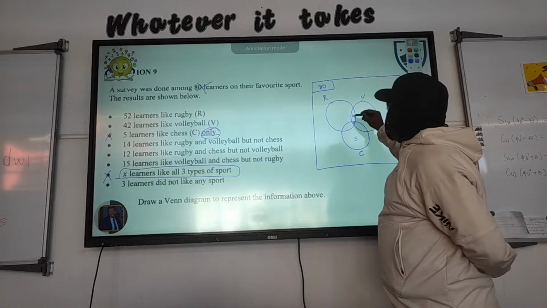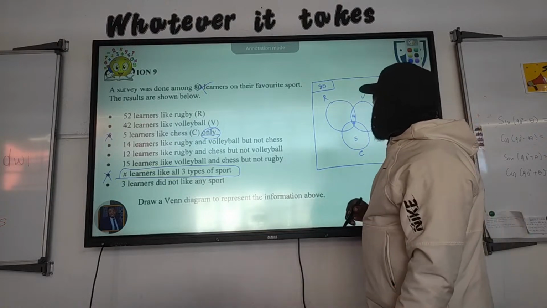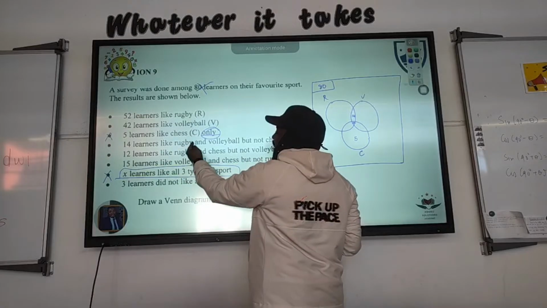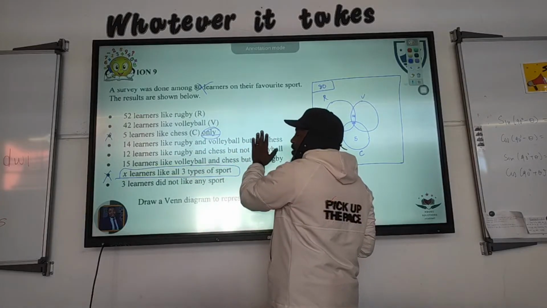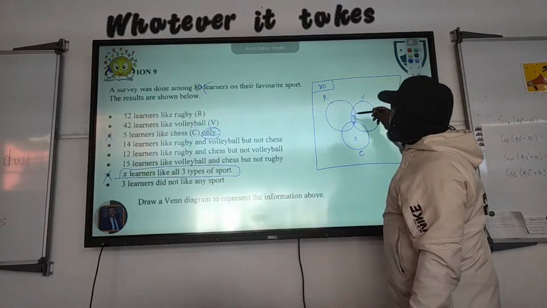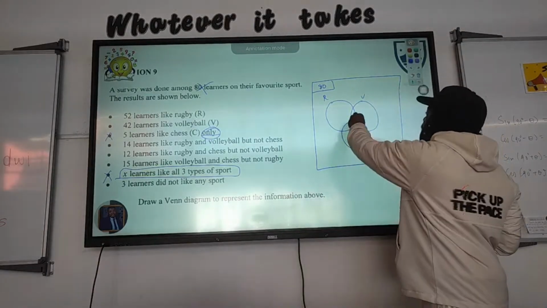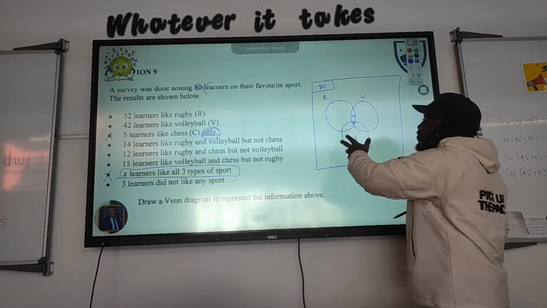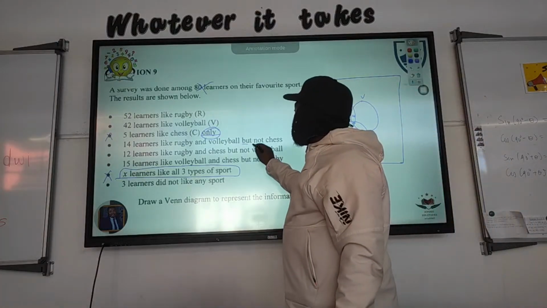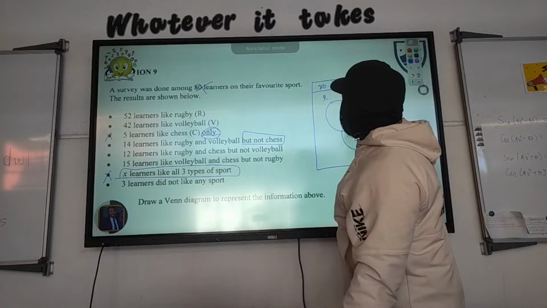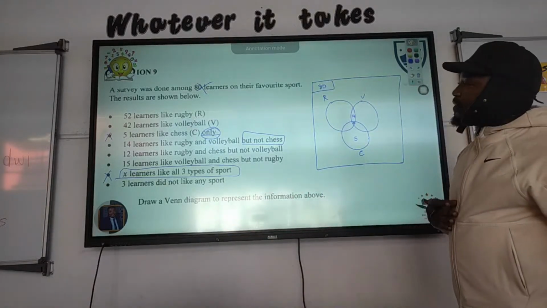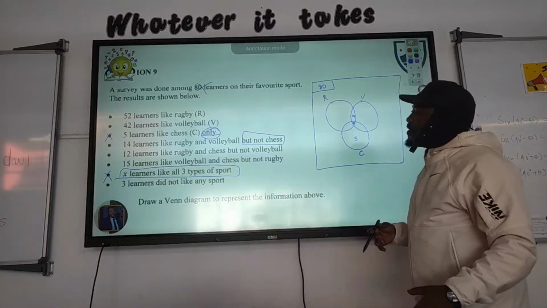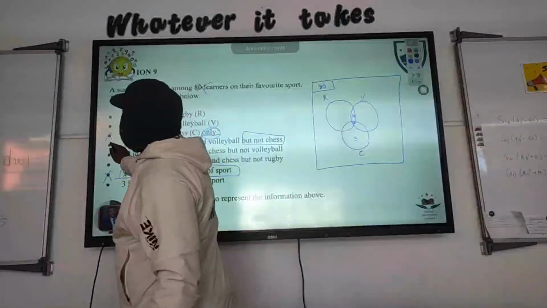So if the statement was saying 14 learners like rugby and volleyball, and it ends there, it means that from this 14, I was supposed to say 14 minus x to take away those that are actually playing chess. So that x was supposed to be removed. But the fact that they mentioned "but not chess" means that it's specifically for the learners that are playing rugby and volleyball. We'll also do more examples so you can get a feeling of it. Remember, it is just our revision for grade 11.